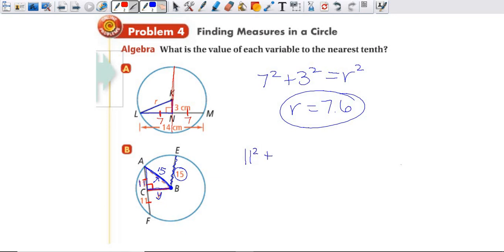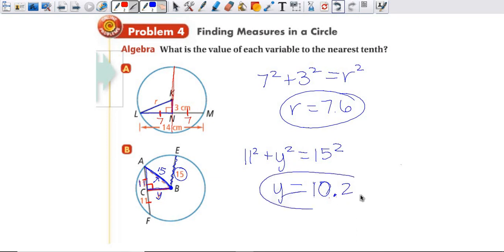So we have 11 squared plus y squared equals 15 squared. And when you use your Pythagorean theorem to solve for y, oops, we don't want y squared. Remember, we want y, so don't forget to square root. We get 10.2 as our answer. All right, bring these notes filled into class.